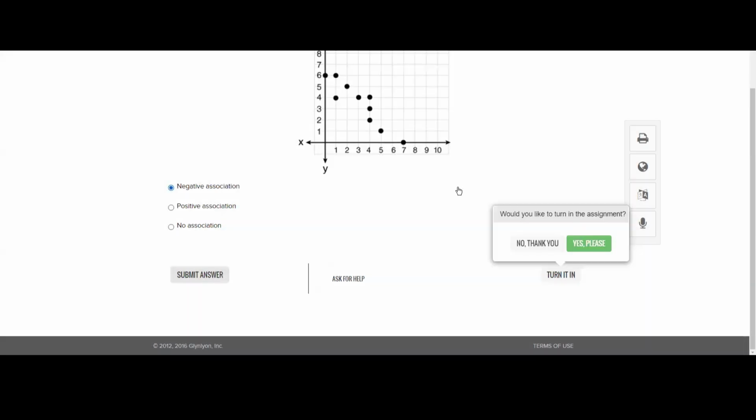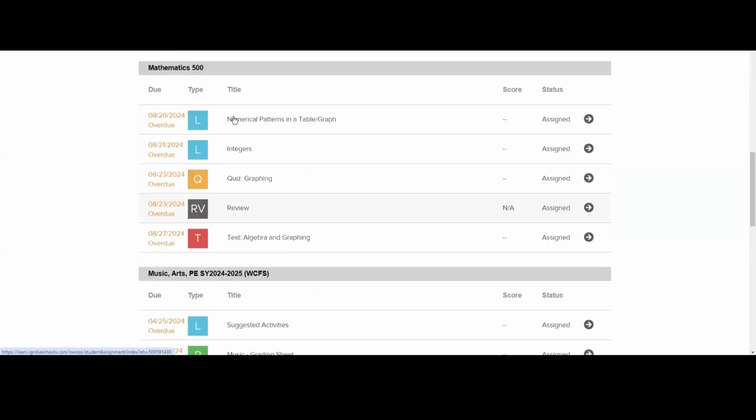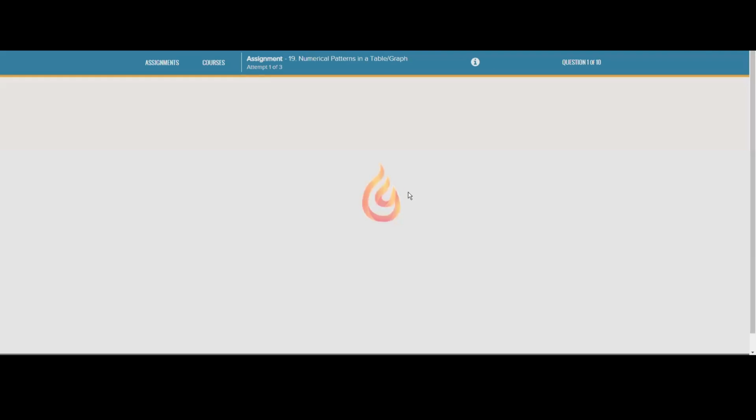And let's submit this before we see. So what is the score for this? 100. Yeah, so make sure you concentrate on the next level, okay? Okay. Now, numerical patterns in a table or graph. Let us see.